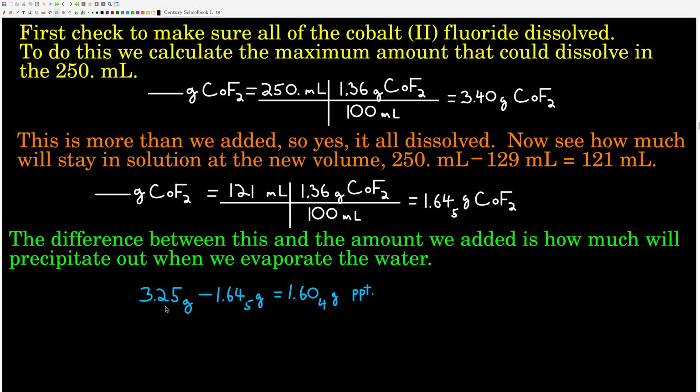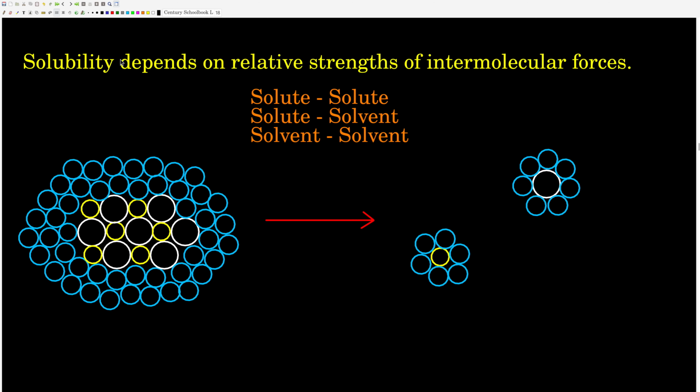So we put 3.25 grams in initially. At this point, after the evaporation, only 1.645 grams will stay in solution, so we'll get 1.60 grams precipitating out. PPT here stands for precipitate. So there we go. So now let's talk about what affects solubility.